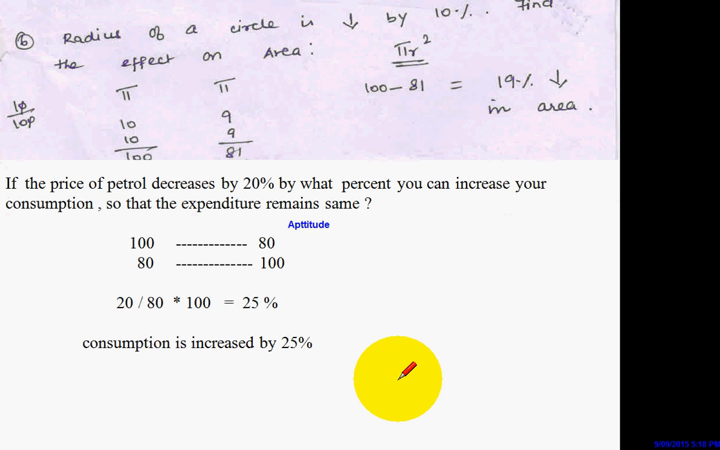The radius of the circle is decreased by 10%, find the effect on area. The radius of a circle. So you know the area of the circle, the formula is pi r squared, right? The radius is decreased by 10%. So 10% can be written as 10 by 100. Here I have to write the radius twice because in the formula it is pi r squared. R squared is equal to r into r. So I have written the value twice. So here it is 10, 9, again 10, 9, r squared, multiply to get 100, the other is 81, subtract it, you'll get 19%. So that is the total decrease in area. That is the effect it has on area.